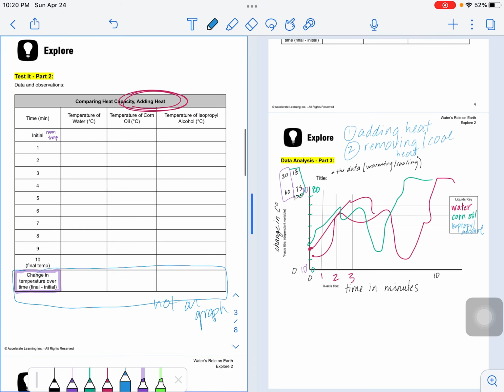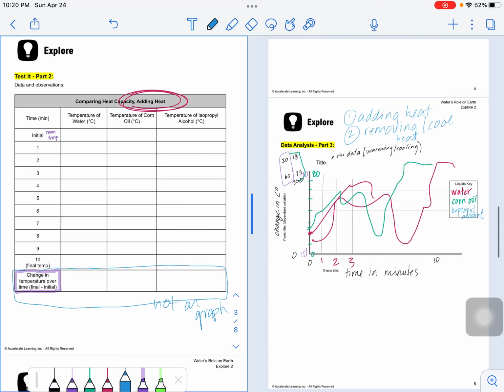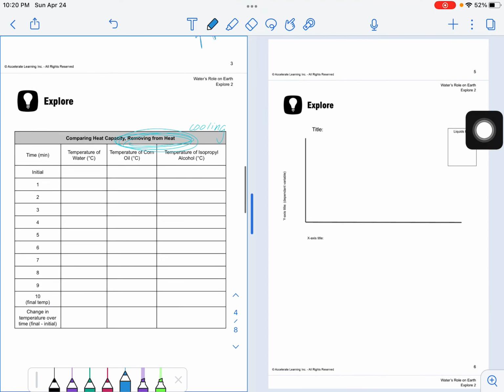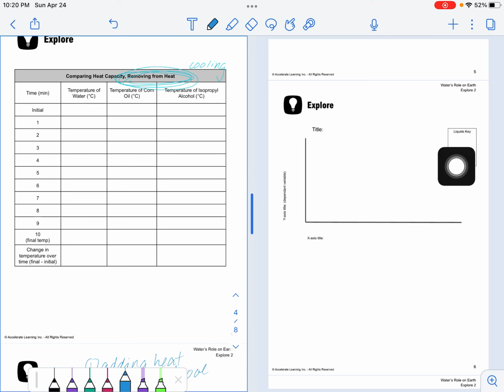Just your timed data. And you're going to repeat for down here. So again, this will be your cooling graph. You'll use your cooling data. You'll have your same liquids key, your same scales, your same lines. Okay?